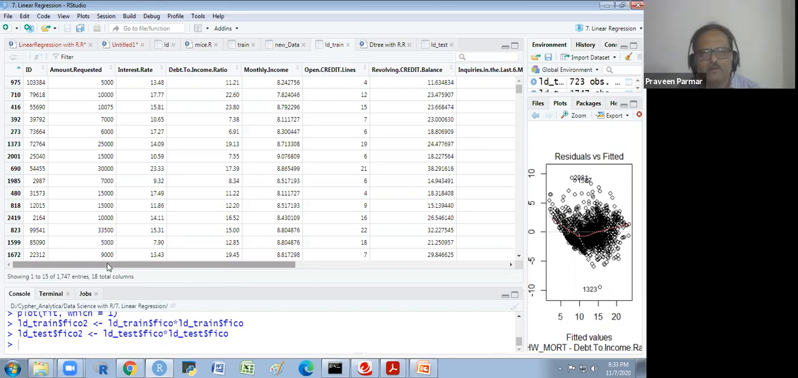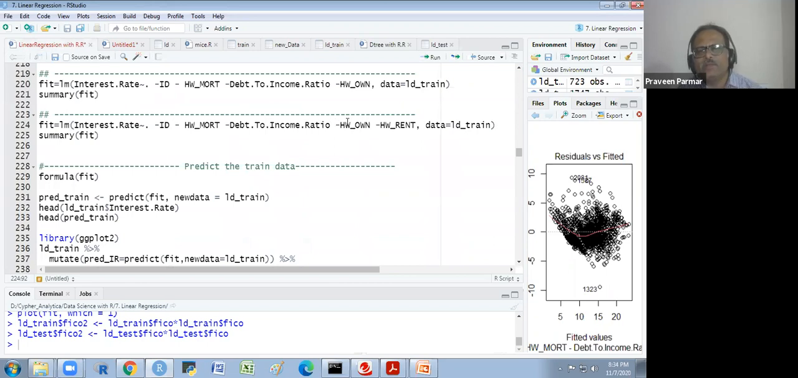Okay. So I have included it in my data set, and when I run this again, that will be included in the model because I have not subtracted it. FICO square.